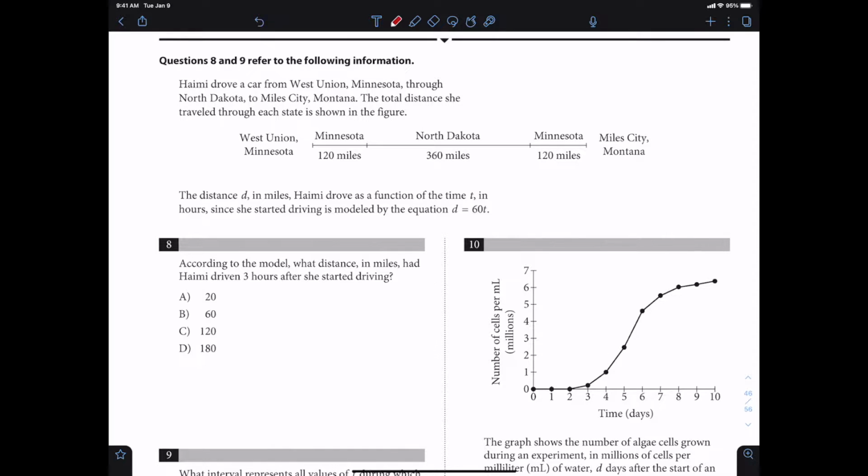Jaime drove a car from West Union, Minnesota through North Dakota to Miles City, Montana. The total distance she traveled through each state is shown in the figure. The distance d miles Jaime drove as a function of time t in hours since she started driving is modeled by the equation d equals 60t. According to the model, what distance in miles had Jaime drove 3 hours after she started driving? Okay, I'm going to plug 3 into this equation here, so d is going to equal 60 times 3, so the distance after 3 hours is 180 miles.